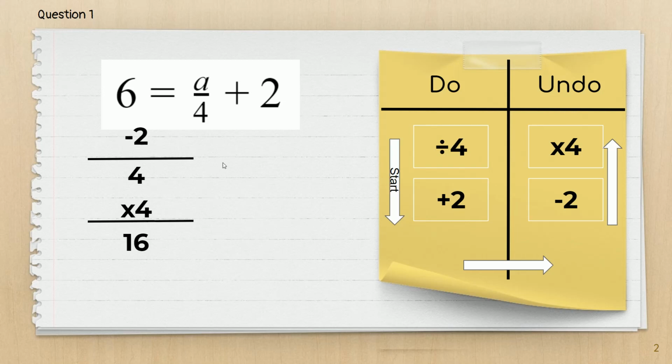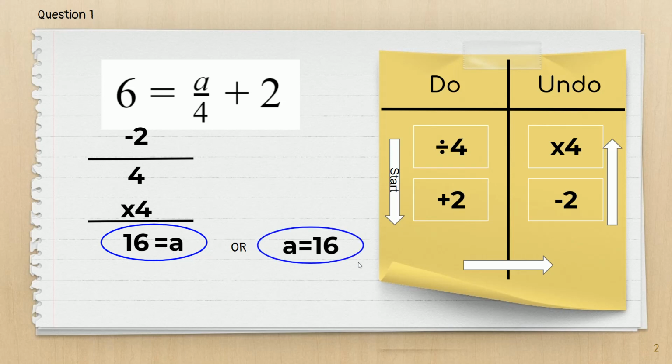So the solution to the problem is 16 equals a, or we could write it in the opposite way where the variable is first, and it could be a equals 16. So either way would be correct. On the online assignment, we were going to have the a be first, but if you're doing it by paper, you can have it either way.